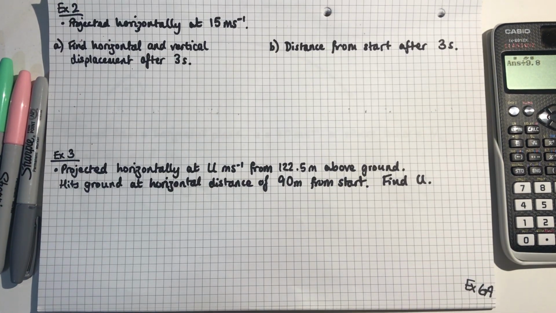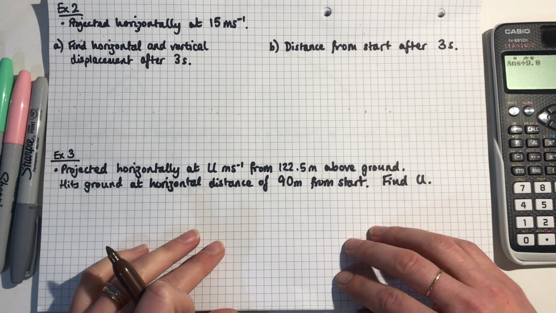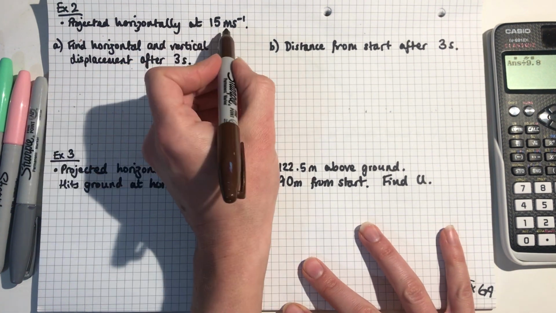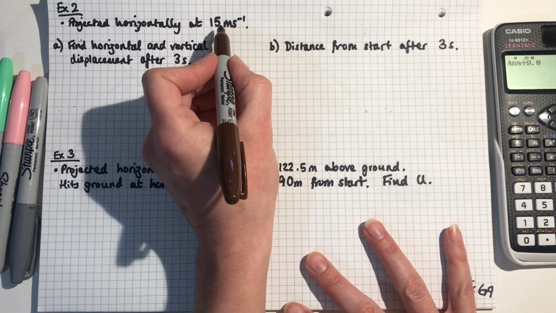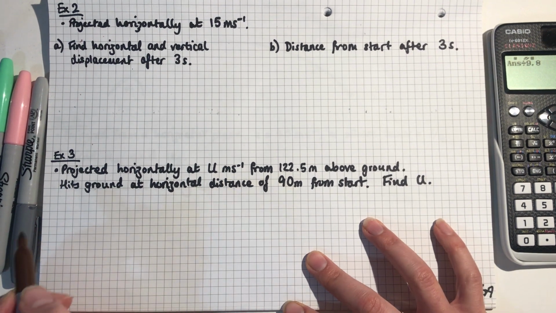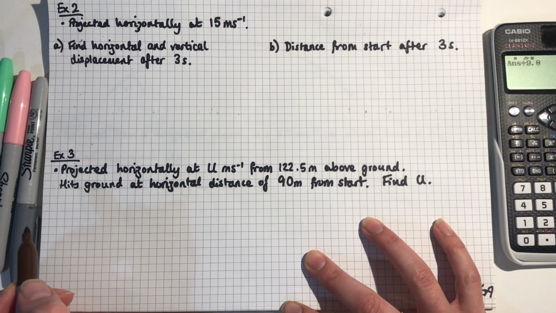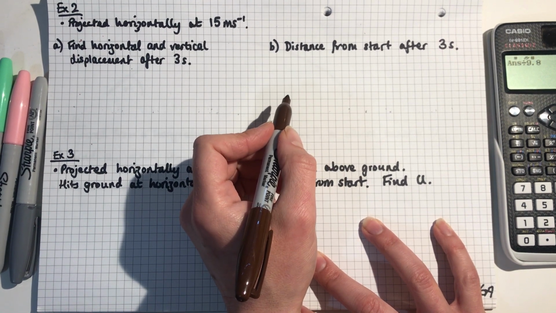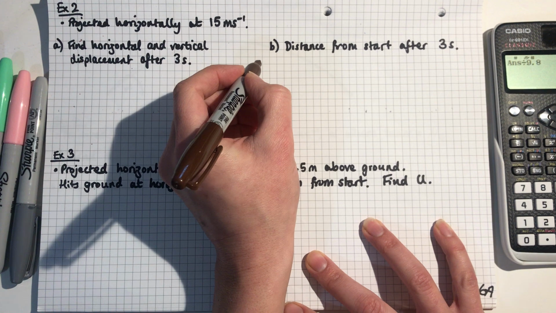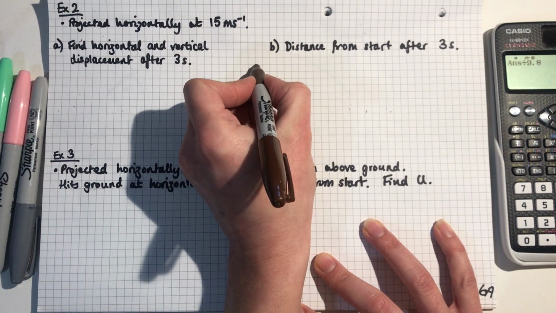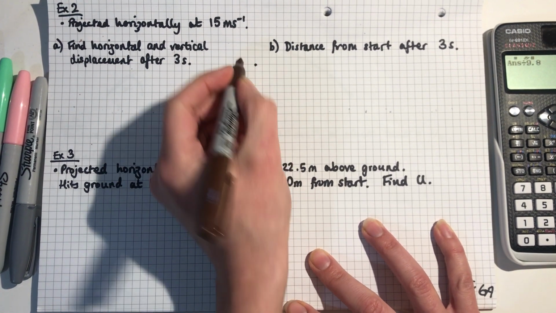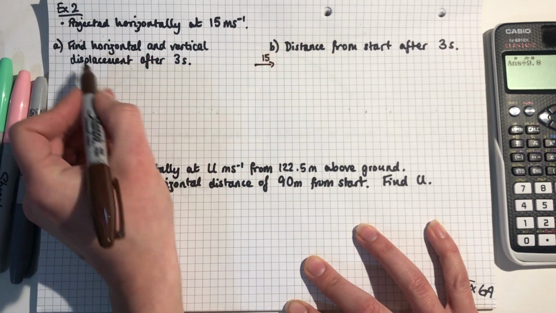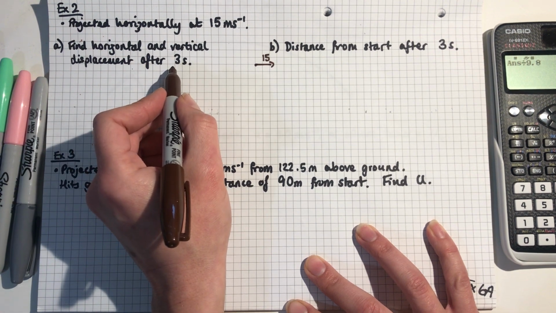Let's have a look at example 2. This time we have something that's being projected horizontally, a particle projected horizontally with a velocity of 15 metres per second. I'm going to do a little diagram again. I'm not going to need this much space to answer part B, so I'm just going to do my diagram here for now. My apologies. So it is projected horizontally with a speed of 15. We've got to find the horizontal and vertical components of the displacement after 3 seconds.